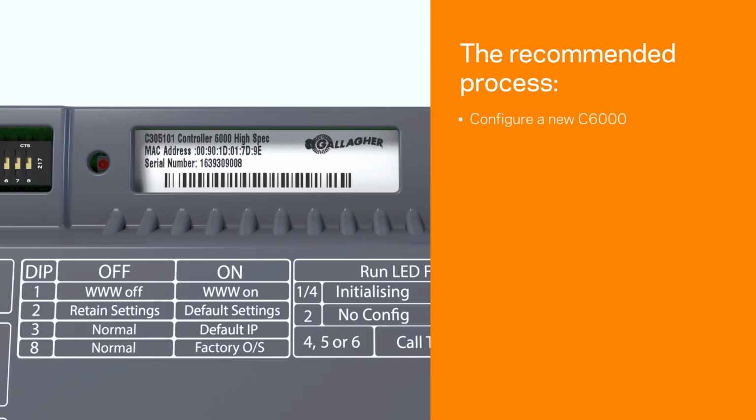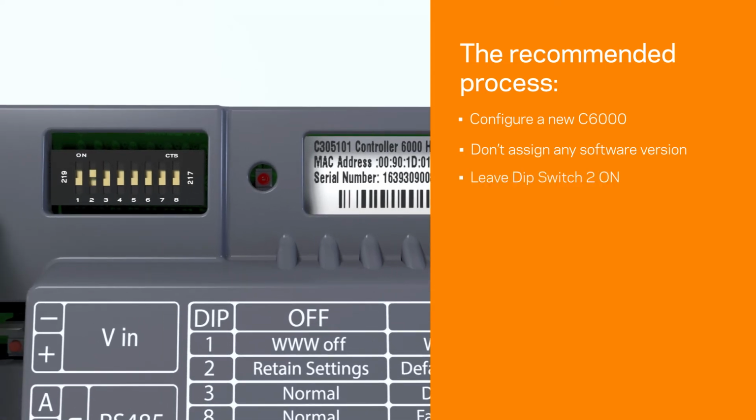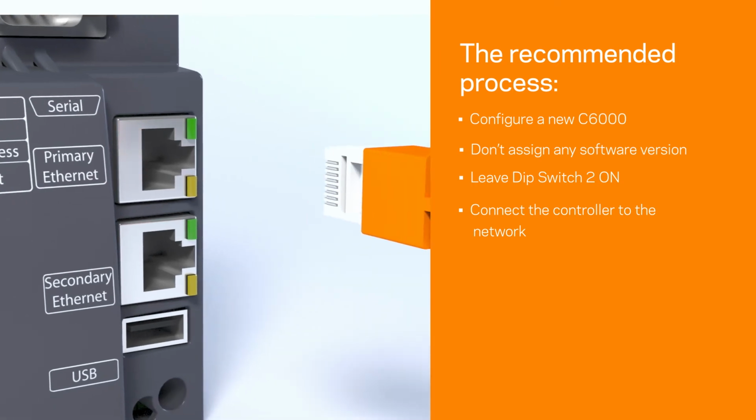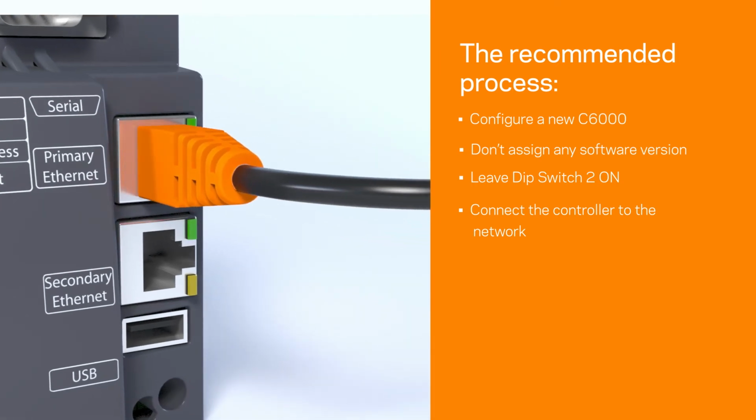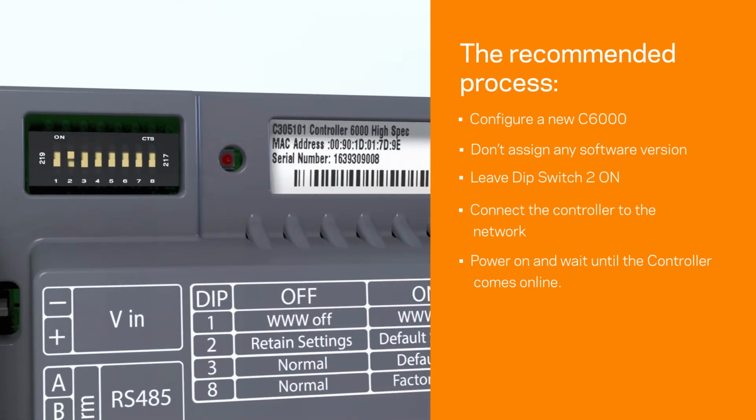Firstly, configure a new controller 6000 in Command Center, but don't assign any software version. Leave DIP switch 2 on. Connect the controller to the network. Power on and wait until the controller comes online.